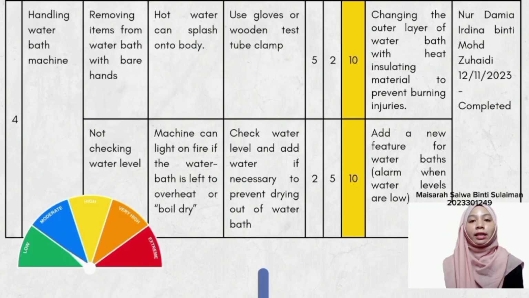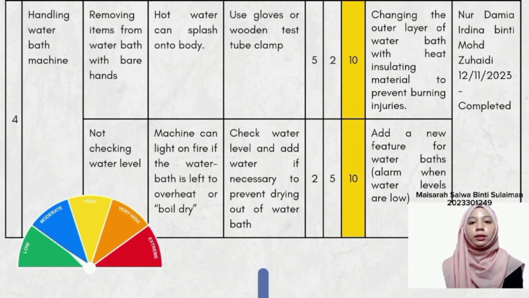For activity 4, handling the water bath machine may be hazardous if removing items from the water bath with bare hands and not checking the water level. By removing items with bare hands, hot water can splash onto the body, and the machine can catch fire if the water bath is left to overheat or boil dry because of the low water level. The existing risk control for removing items with bare hands is using gloves or a wooden test tube clamp, where the likelihood is 5 and the severity is 2, so the risk value is 10, which is medium risk level.